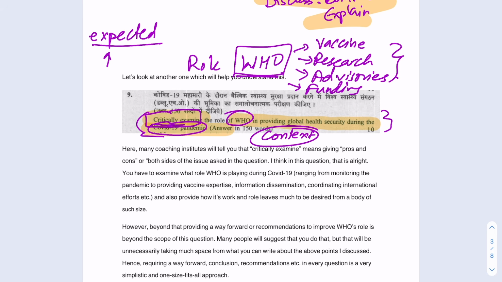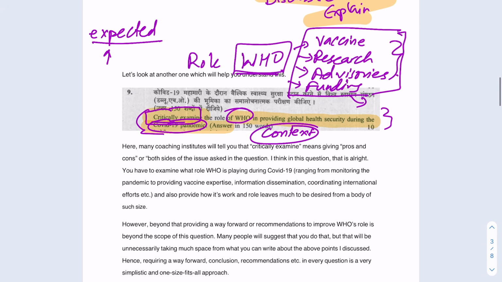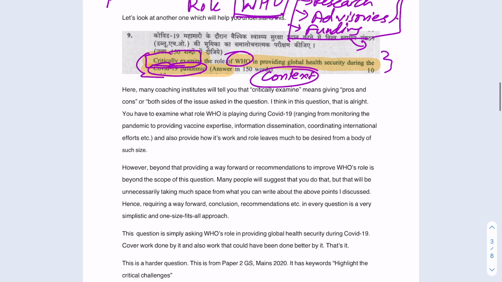Sometimes even critically examine will not matter, because the question will be framed in such a way that you can only write one side. But here, clearly, there are two sides of the coin. You can write about various different roles played by WHO, but you can also write about what is much desired, what WHO can do or should do but is not able to do. Okay, so that's what I've written here.